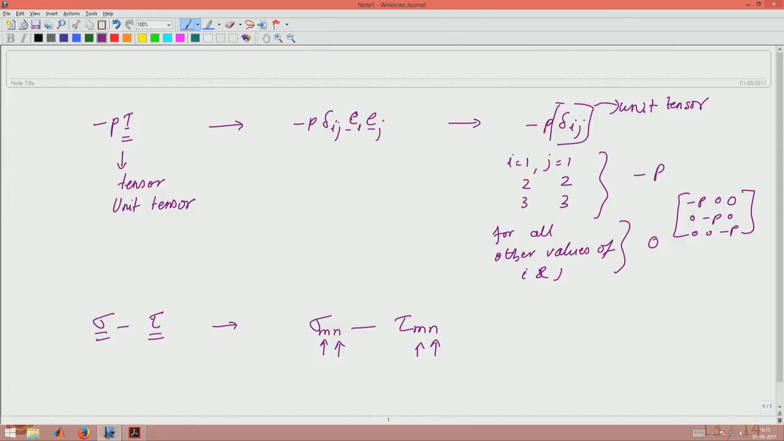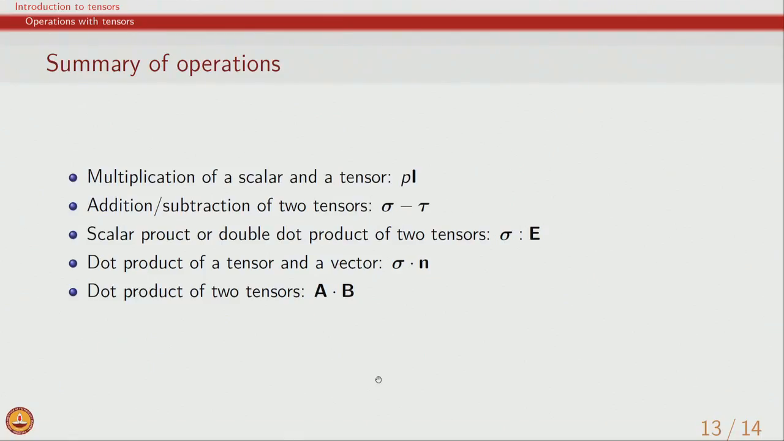In such cases it is completely incorrect to write this, because when we write something like this, m and n and i and j can take independent values, and therefore this is not really permitted. We could also write the same thing as sigma ij minus tau ij. These two are completely equivalent, and just to remind you, that is why we call these indices m, n, i and j dummy indices. So that is as far as addition or subtraction of two tensors is concerned.